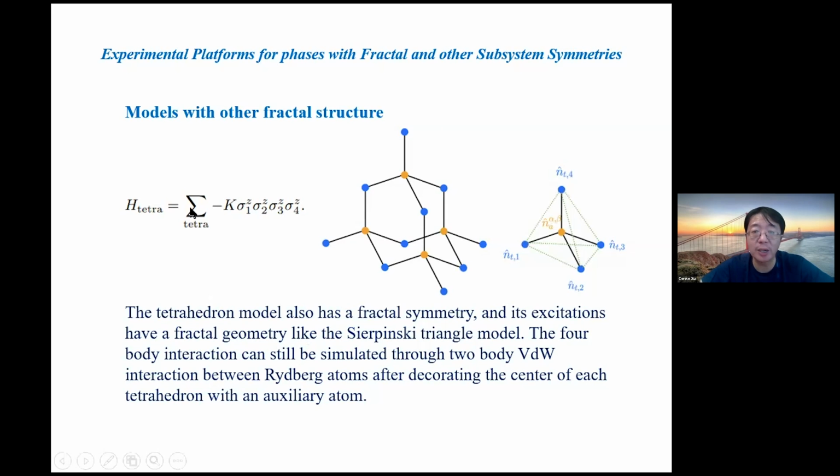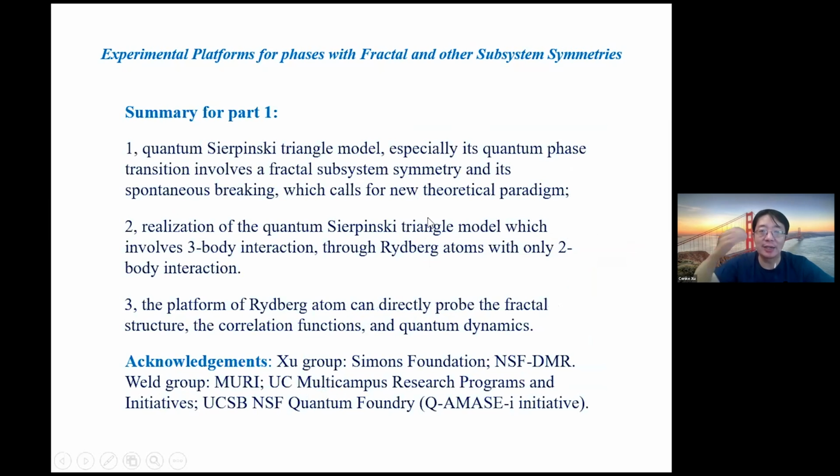We can simulate the 4-body interaction using 2-body interaction, and we realize the states as a low energy subset of the Hilbert space of the atomic system. But eventually the lattice will be a diamond lattice instead of a stacked triangular lattice.